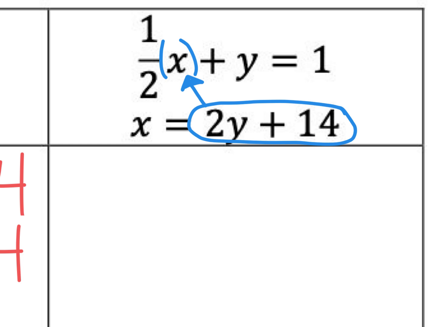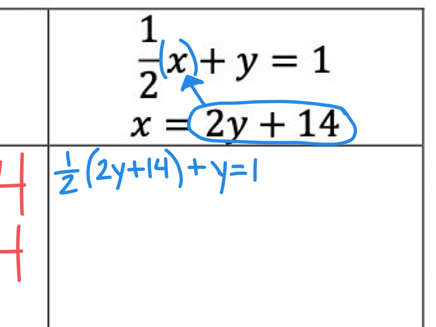So I can replace x with 2y plus 14. So I have 1/2 parentheses, and instead of x, I'm writing my substitution, my 2y plus 14. Don't forget to write the rest of that first equation that we're plugging into. So we still have plus y equals 1. Now that we've plugged it in, we're just going to solve like we've done in the past.